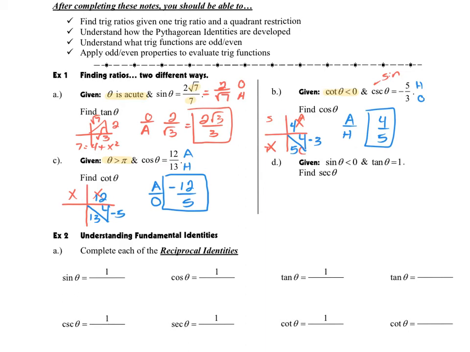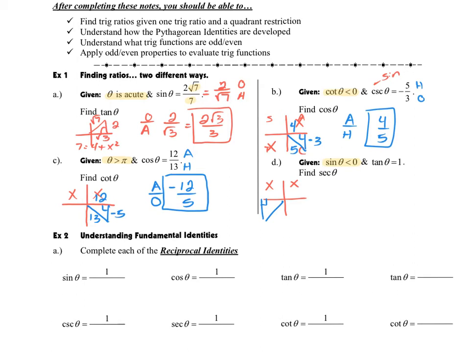Last one here that I'm going to work with on this type tells me that my sine ratio is going to be negative. So again, I'm going to go back to my All Students Take Calculus. And if sine is negative, then I know there's no way that the triangle could be there or there. It specifically tells me that my tangent is 1. It's a positive 1. So I'm going to put that quadrant, my triangle, here in this third quadrant.